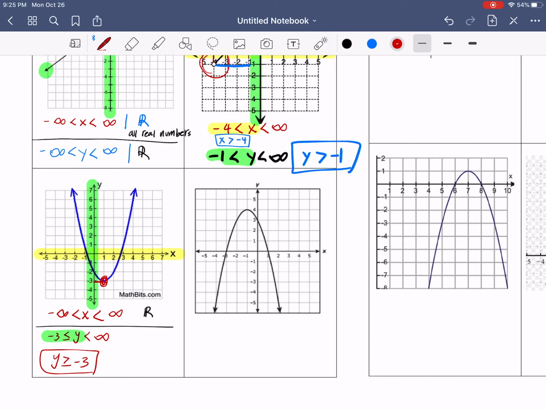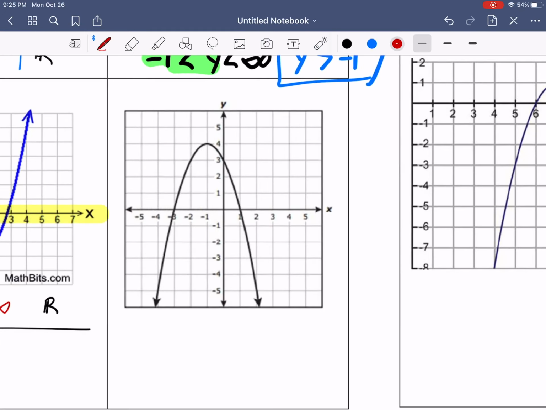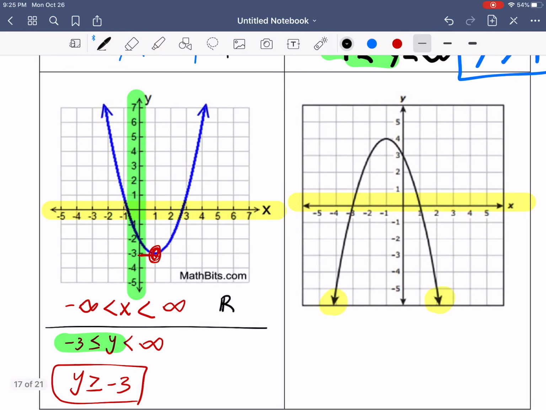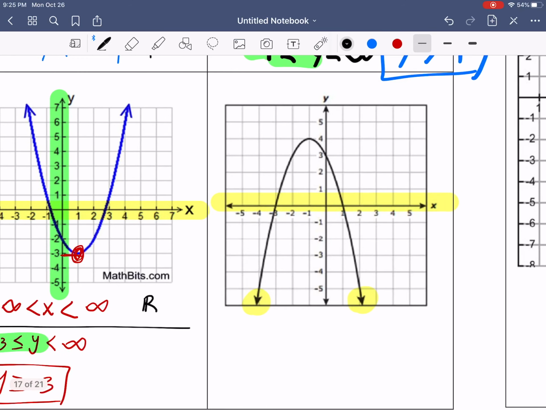Let's look at this. What's the domain gonna be, guys? Look at these two arrows, right? Left and right. You don't even have to think. Just like this one, it's gonna be negative infinity to positive infinity. So domain is gonna be all real numbers. Let's talk about the range.